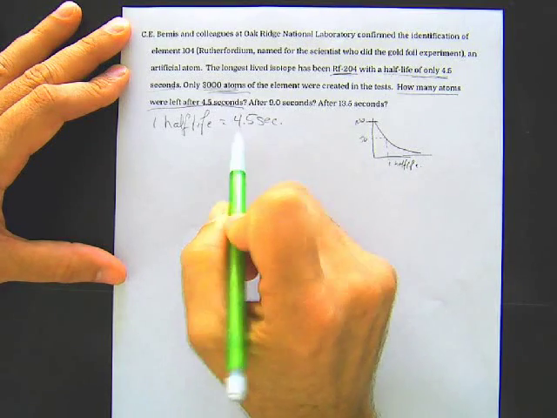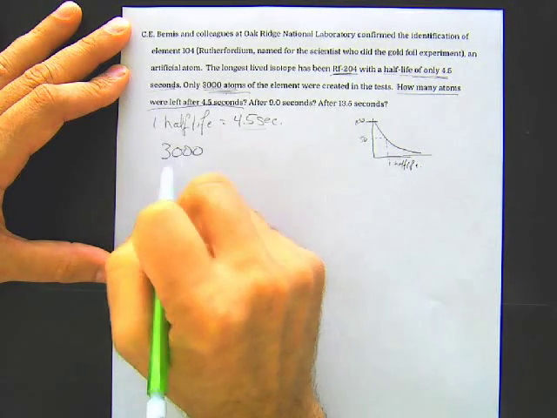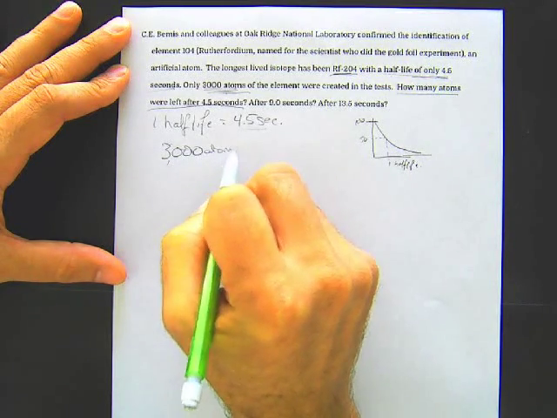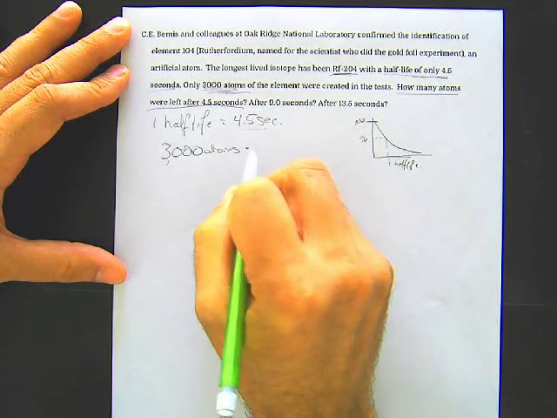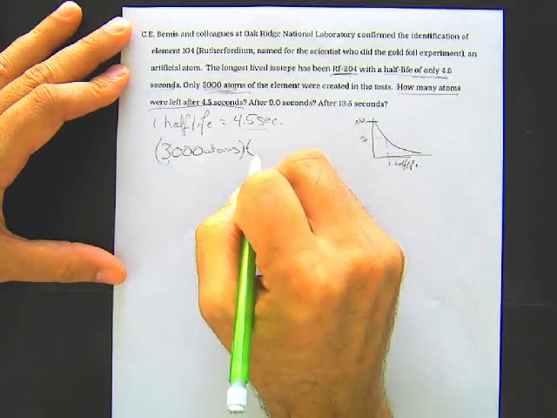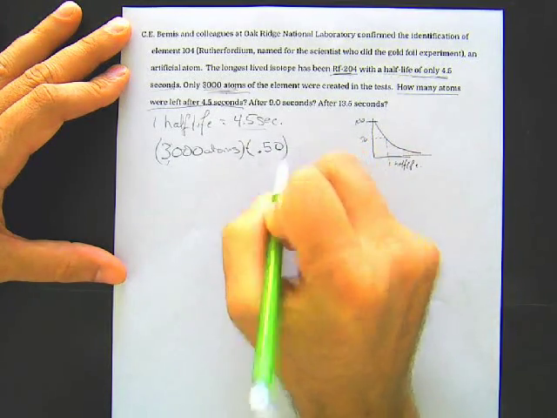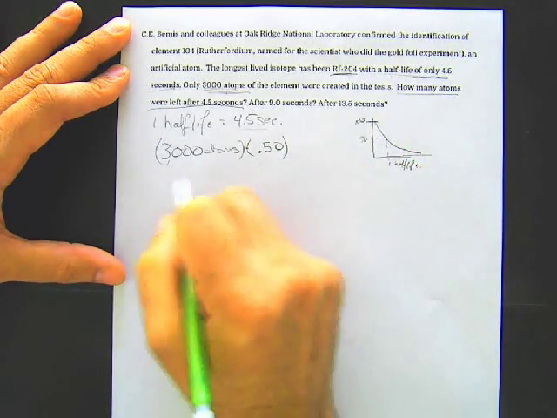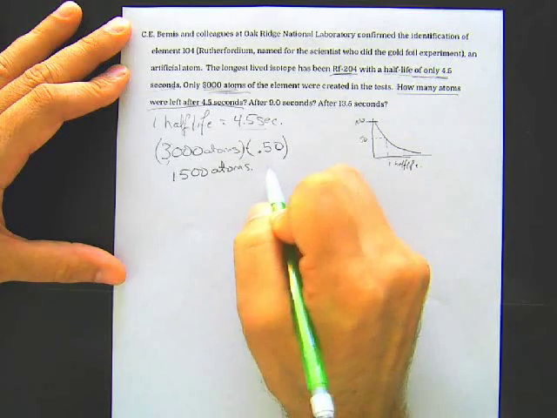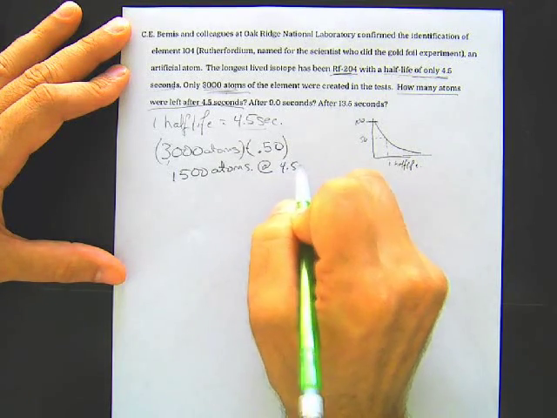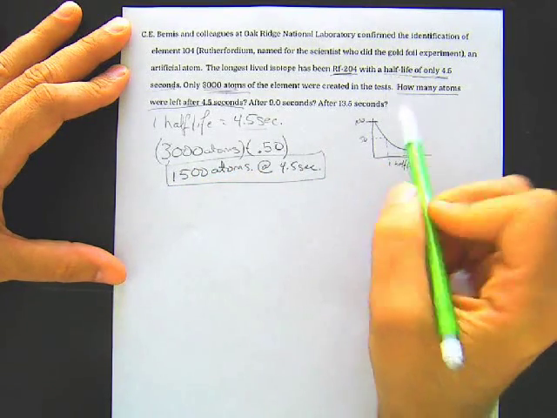So after one half-life, 3,000 atoms in the original sample, let's just multiply that, I guess, times 0.5. I was trying to decide what the easiest way to do that is. Or times 50% as a decimal. So that's going to be 1,500 atoms are going to remain at 4.5 seconds. Because one half-life has passed.